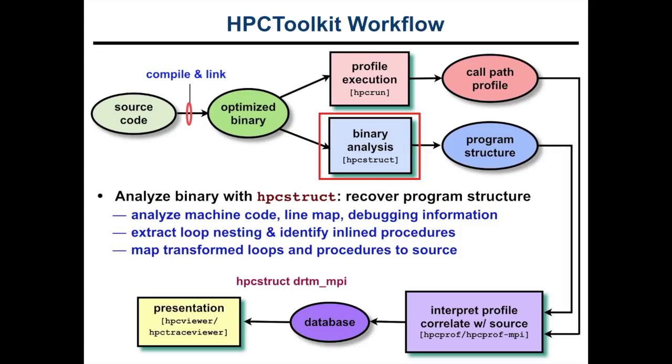To recover program structure from binary, HPC Toolkit provides another utility called HPC struct. It maps different parts of the binary back to source code. HPC struct can identify structures such as nested loops, inline procedures, and so on. The structure of DRTM binary is extracted and stored in drtm_mpi.hpcstruct.